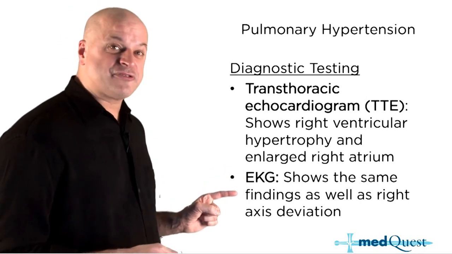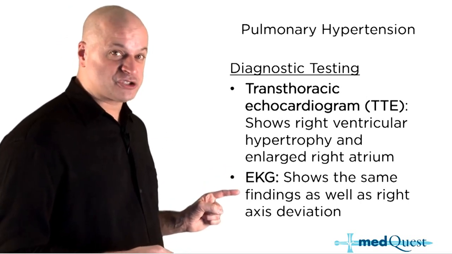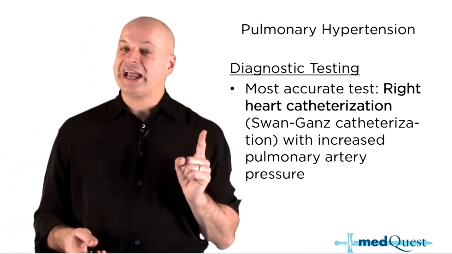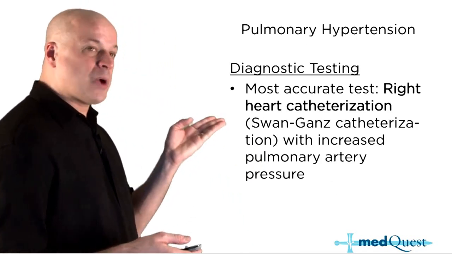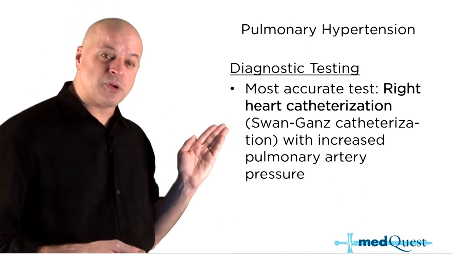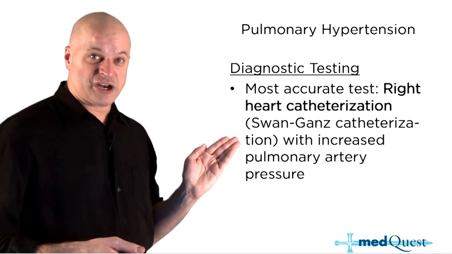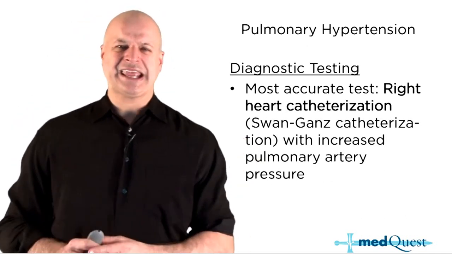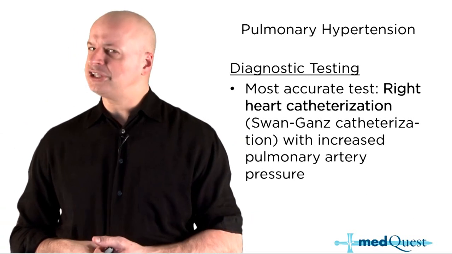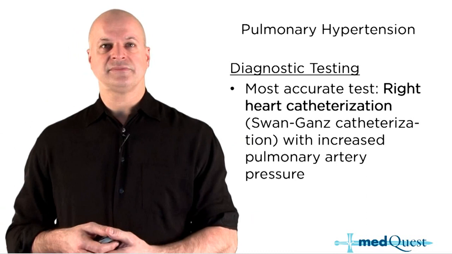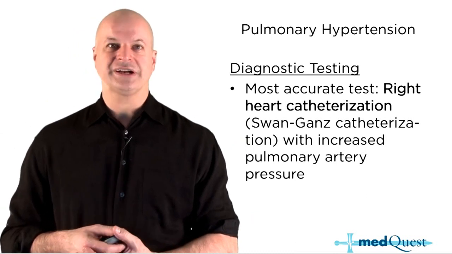That shows right ventricular hypertrophy and right atrial hypertrophy on the EKG. The most accurate way to see the pressures in there is to actually put a catheter into the pulmonary artery and do a right heart cath, like the Swan-Ganz catheter. Now, the Swan-Ganz catheter is a device that we don't use routinely a lot, but in pulmonary hypertension, it is the standard of care to do a right heart cath.